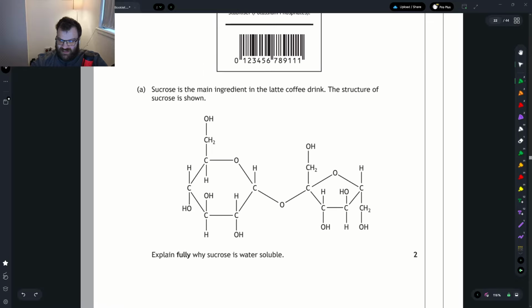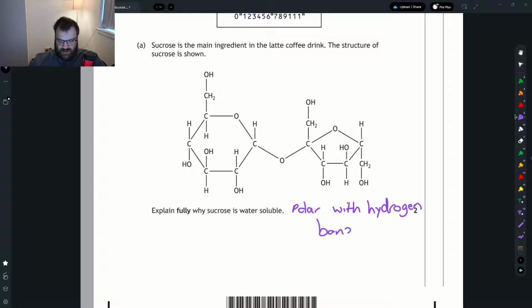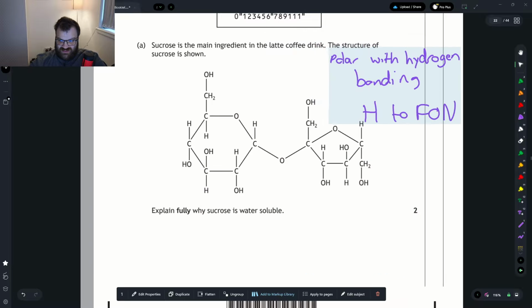Moving on, we're talking about an instant cafe drink, and we're asked why sucrose is going to be water soluble. So my thought process is water is polar with hydrogen bonding between its molecules. What do you need for hydrogen bonding? You need H bonded to F, O or N. Oh look, this has OHs.